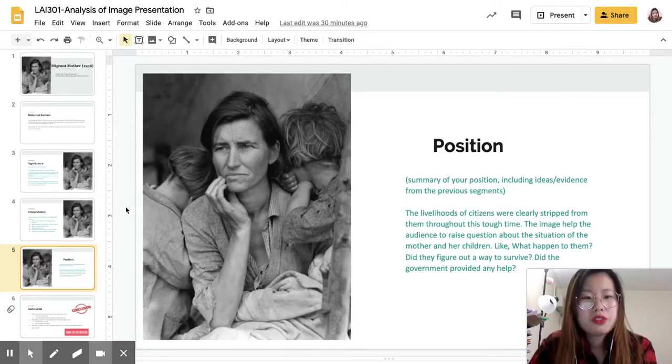Like, what happened to them? Did they figure out a way to survive? Did the government provide any help? When people see this photo again, they might still be wondering if the situation of homeless people is getting better here in the United States today.